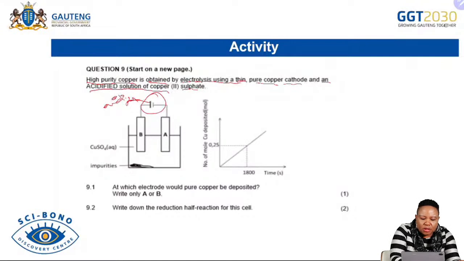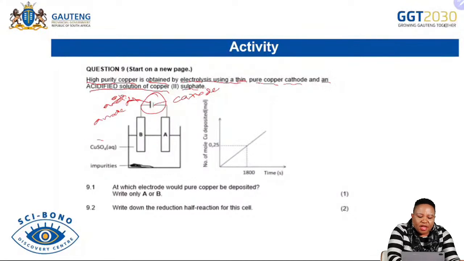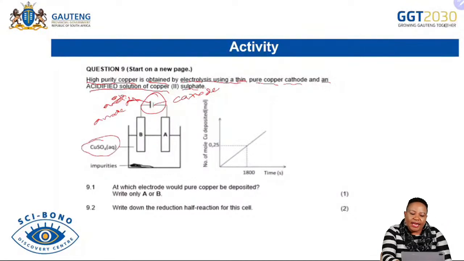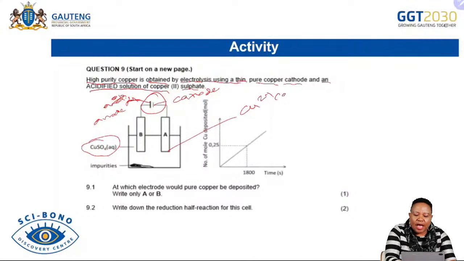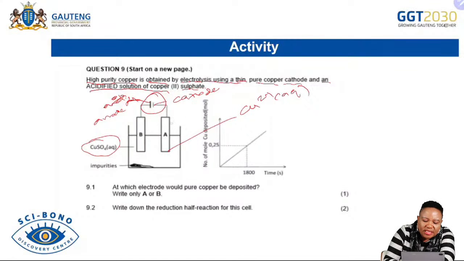Is our anode. Let me just write it nicely. Anode. And the short line is our cathode. And we are having a copper sulfate as our electrolyte that will contain what? That will contain copper 2+ ions. Now, already we know that this is our cathode and this is our anode.